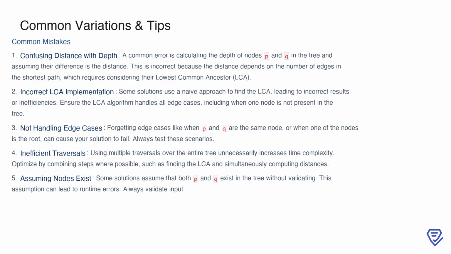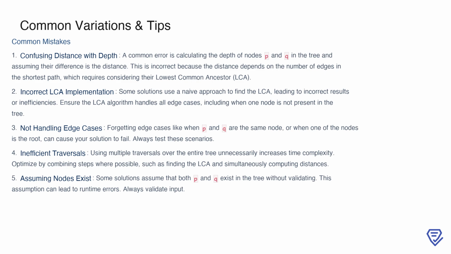To calculate distance, you need to consider the lowest common ancestor, or LCA, as it plays a key role in determining the shortest path. Another frequent issue is implementing the LCA algorithm incorrectly. Some solutions fail to account for edge cases, like when one of the nodes isn't in the tree, leading to wrong results or inefficiencies. It's crucial to ensure your LCA algorithm is robust.